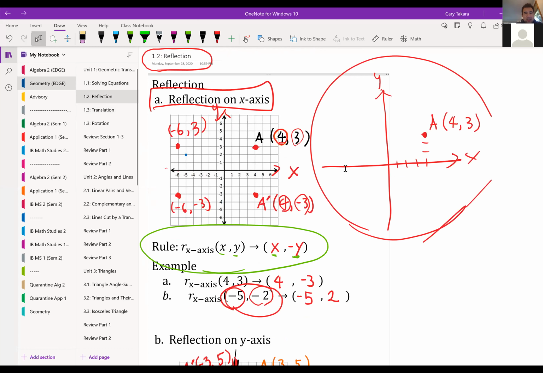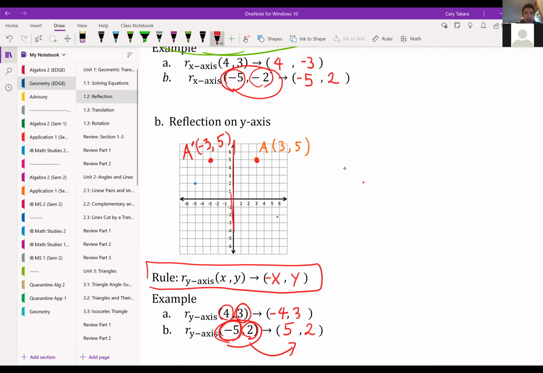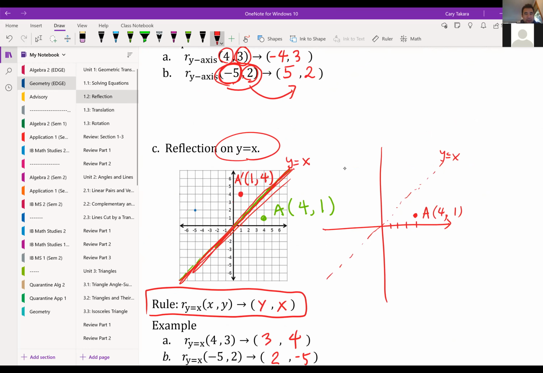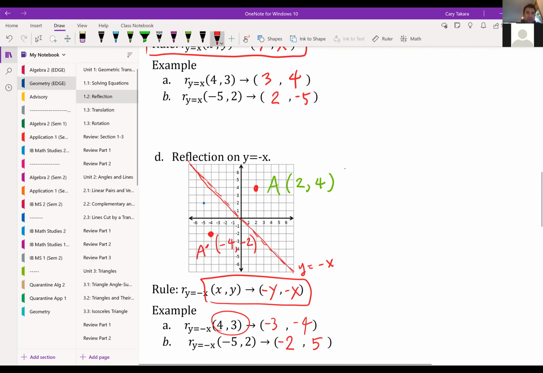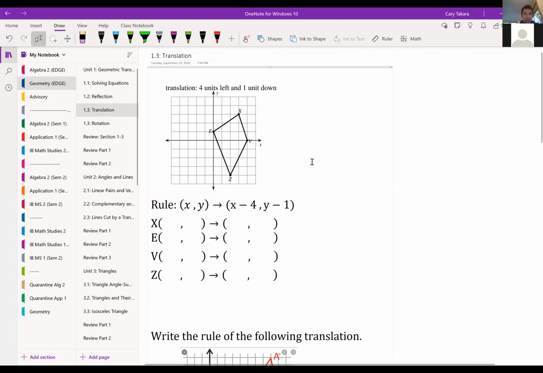One is the reflection on the x-axis, which is this line right here. We also did reflection on the y-axis, which is right there. We did reflection on y equals x. And then we did reflection on y equals negative x. Each reflection had a specific rule, right? Again, I'm not going to talk about that today, but we will review these questions again, okay? Probably on Friday, okay? But let's move on to what we need to do today.